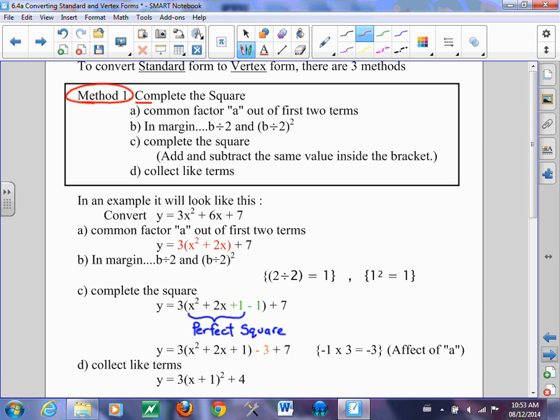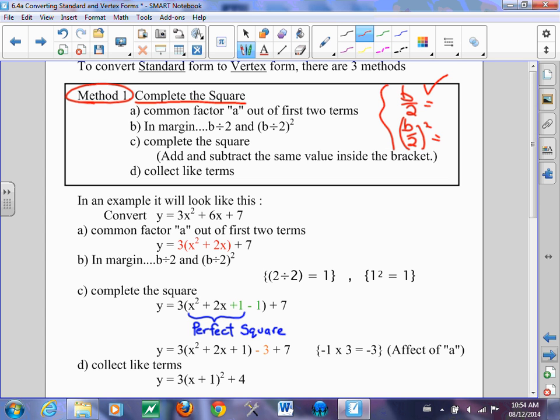Okay, now method 1 is completing the square. This is going to look familiar to you, where over in the margin you've done the b divided by 2, you found that out, and then you did b divided by 2 and you squared it. So we've had a good introduction to that when we did the square root method of solving in last unit. However, I'm going to show it to you in a little bit different format than what you've seen. So this part will be the same.